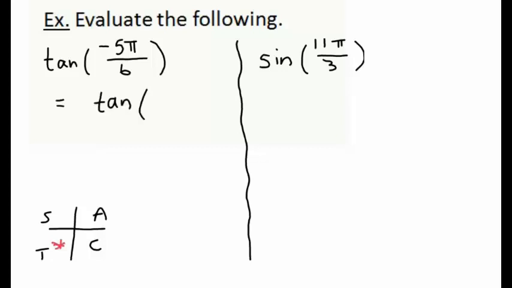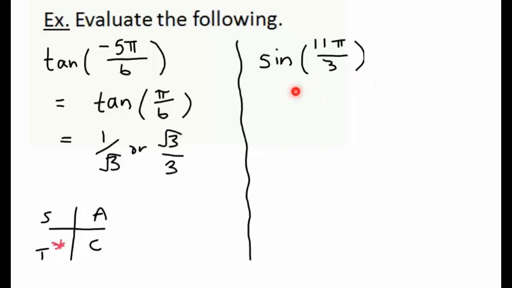Noting that we have a denominator of 6, we can use the reference angle of pi by 6 as well as the CAST rule. So here I know that tan is going to be positive. Thus, it must be that tan of negative 5 pi by 6 is equal to tan of pi by 6. And then we simply just have to know our first quadrant. What is tan of pi by 6? Well, tan of pi by 6 is 1 over root 3, or root 3 over 3.